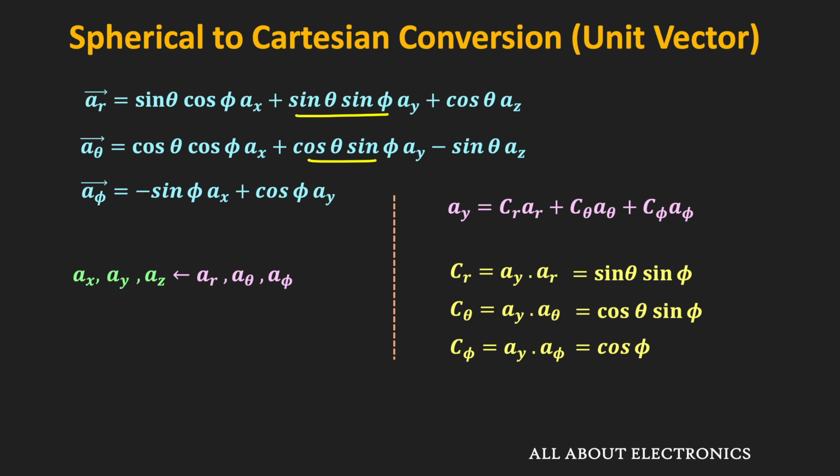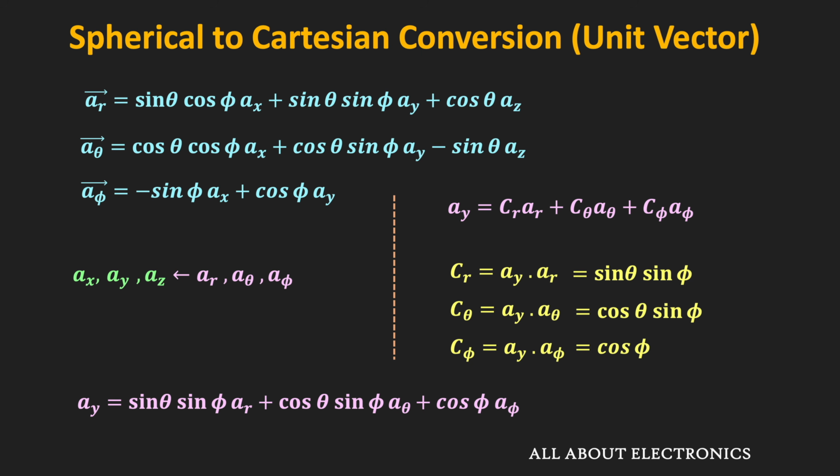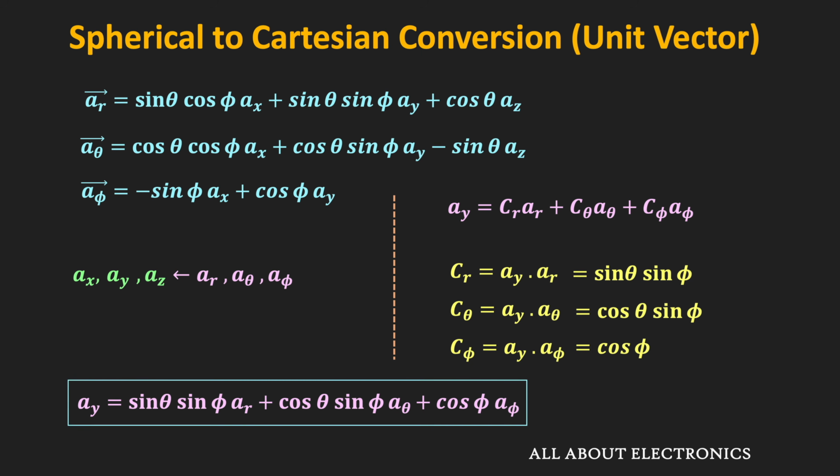So we can say that this ay is equal to sin theta sin phi times ar plus cos theta sin phi times a theta, and the third term will be equal to cos phi times a phi. So similarly, now let us also find the az.